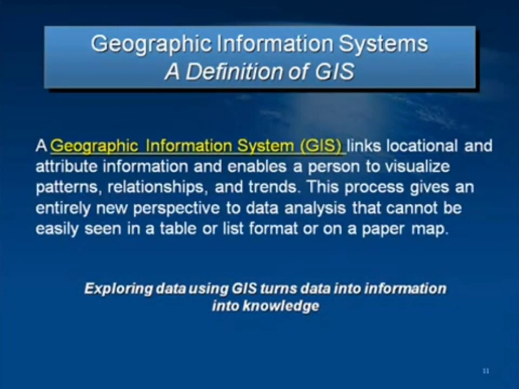Now, for years, they have been trying to come up with a nice, concise definition of what GIS is. It's pretty expansive, to tell you the truth, but somebody's given it a shot here. GIS links locational and attribute information and enables a person to visualize patterns, relationships, and trends. This process gives an entirely new perspective to data analysis that cannot be easily seen in just a table or list format or on just a paper map. Exploring data using GIS turns data into information, into knowledge.